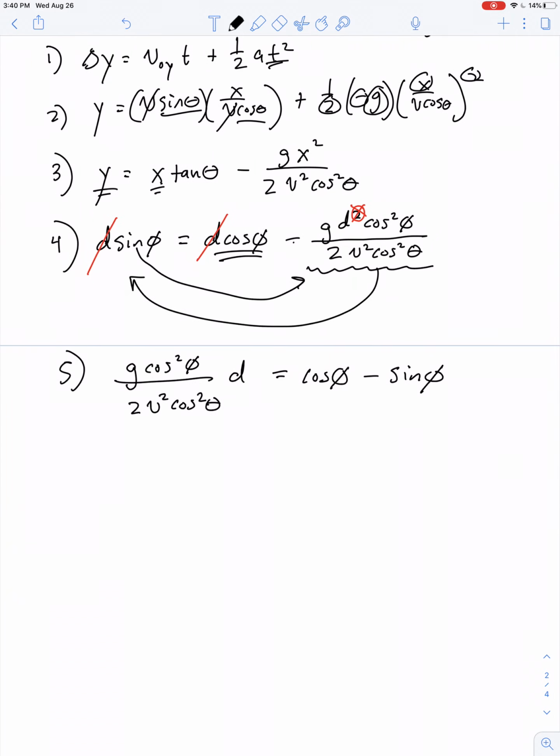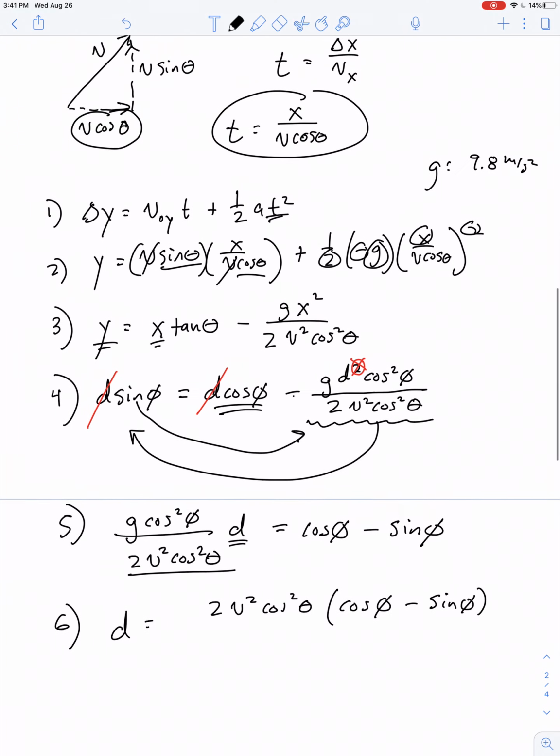And then I just need to do a little cross multiplication, right? We're going to isolate for d. So d is equal to 2v squared cosine squared theta times the quantity cosine theta minus sine phi. Oh, let's see. Time out. Did you catch my mistake?